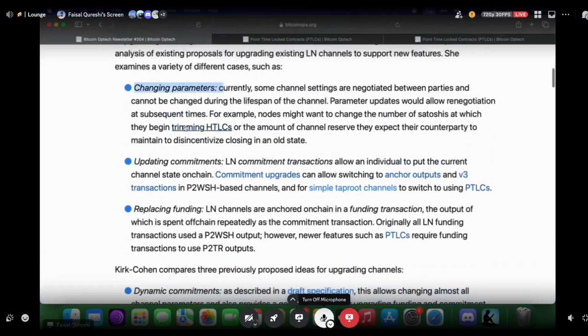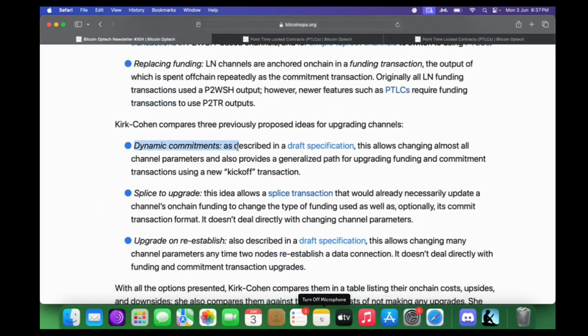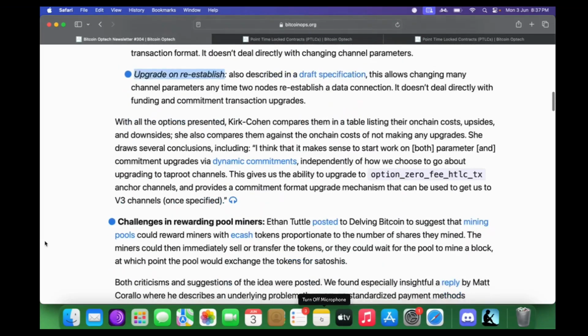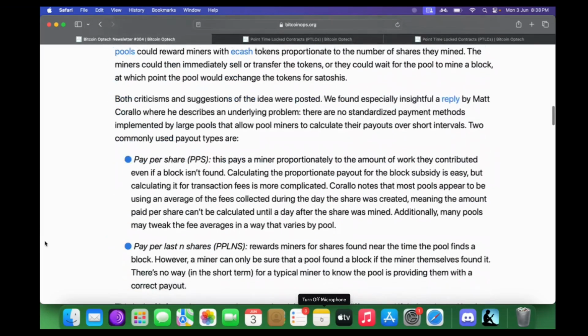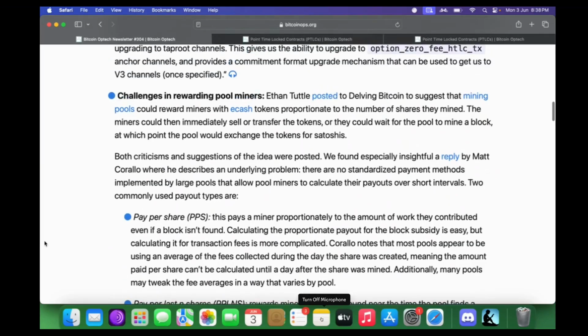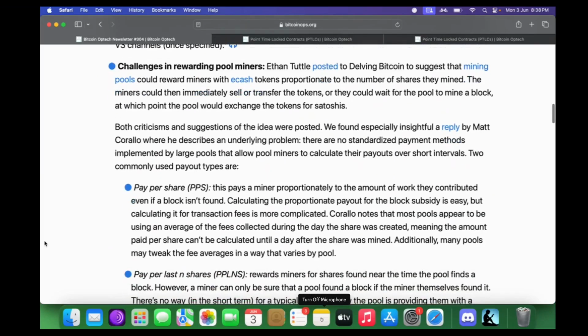So changing parameters, updating commitment transactions, and replacing the funding transactions can be achieved by dynamic commitments, or splicing, or upgrade on reestablish of the data connection. So more or less, this is what we had to cover in the first news article. If anybody has anything to share or any questions, they can go ahead and ask or share. Else we can move on to the next news article.